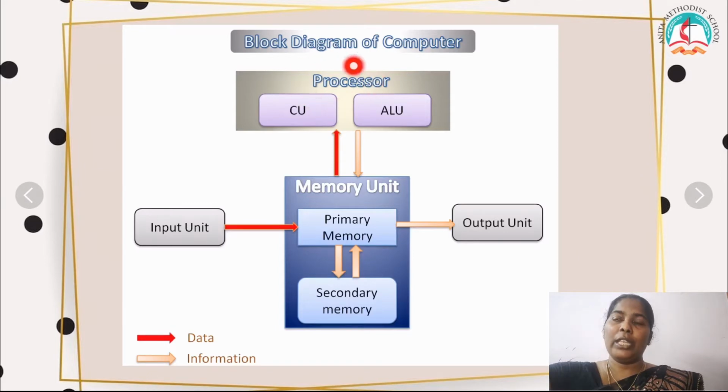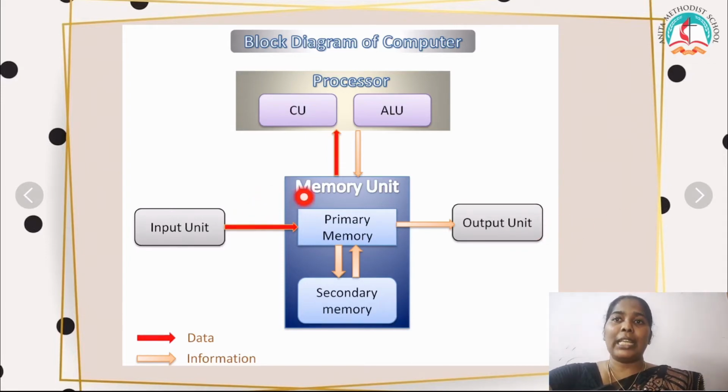Then the control unit, the processor, will do the arithmetic logic function, or it will control the flow of the data between the memory unit and input unit. And then the arithmetic logic unit will process the data as information to the memory unit. From the memory unit, the output unit will retrieve it and produce the desired output to the user.